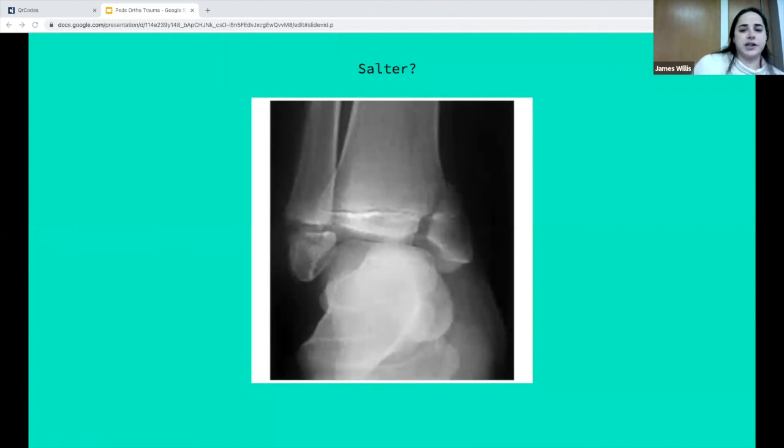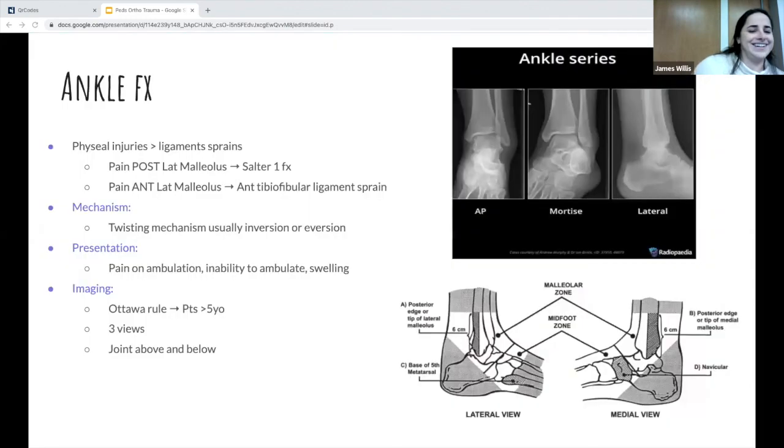Which kind of Salter-Harris fracture is this one? 4. Yeah, someone said it. Right? Okay, so ankle fractures.